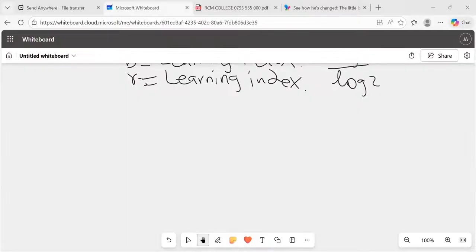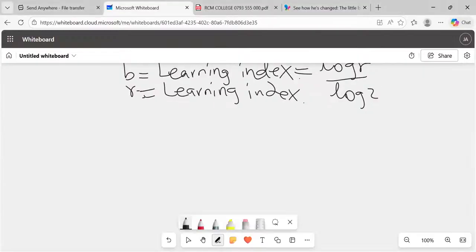So log R divided by log 2. Ladies and gentlemen, let me try you here with a few examples. If R is 80%, what will be the value of B, given the formula that I've been able to show you?